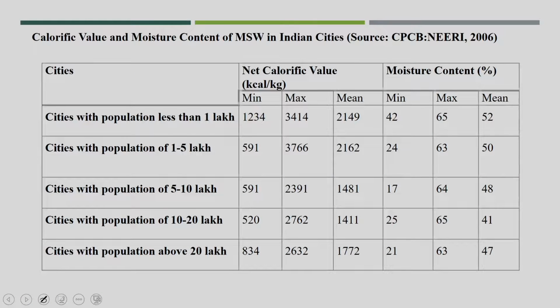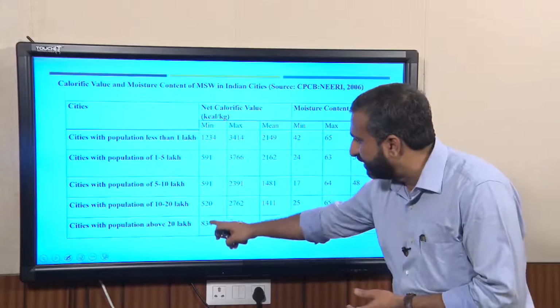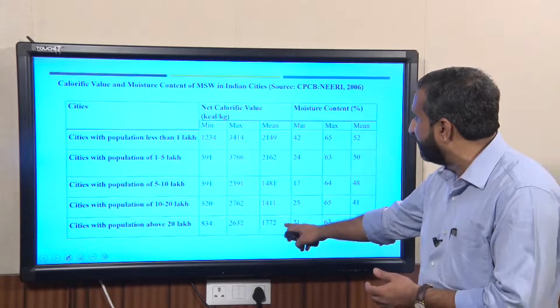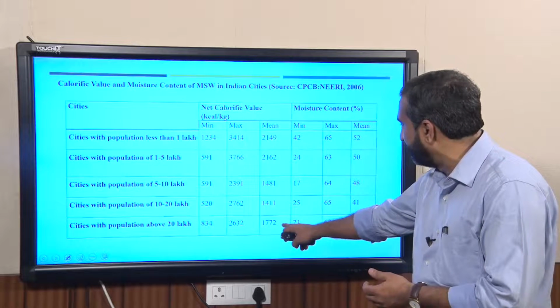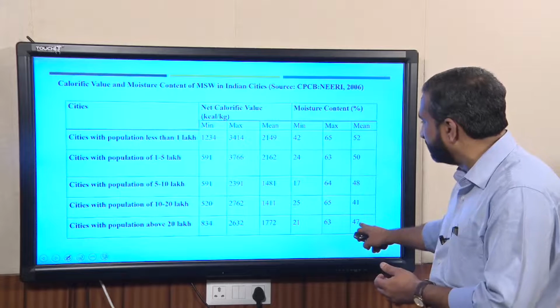So, this is some data we collected from CPCB NIRI 2016, where they characterize the entire waste based on the different population of the city. Cities with population less than 1 lakh have a calorific value of 2149 kilocalorie per kg, with moisture content 52%. If you compare with cities with population above 40 lakhs, the calorific value is less, 1772, and moisture content is 47%.